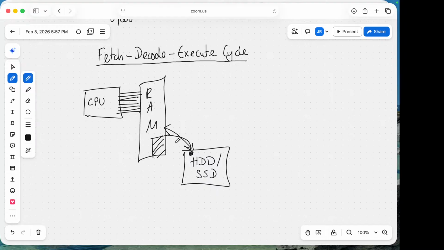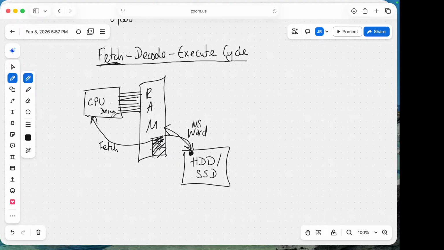All the instructions for, let's take, for example, Microsoft Word. We've got Microsoft Word installed on our hard disk, and all the instructions get loaded into the RAM when we want to use it. Then, in order to run Microsoft Word, the CPU needs to fetch all the code that's stored in the RAM. It will fetch the first line of code, or a list of instructions, then it will decode it, and then it will execute it.